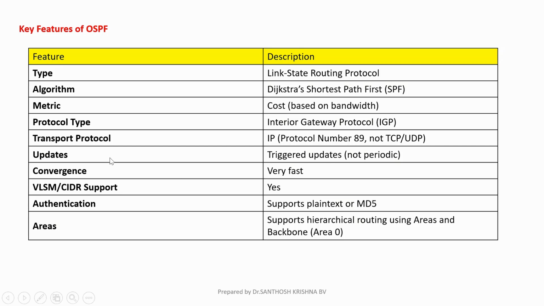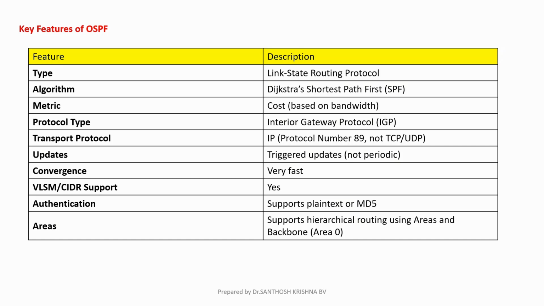The convergence is very good, very fast convergence. Even if some link breaks down, it will immediately start finding an alternate path. It will support both VLSM and CIDR. For security purposes, it will use MD5 authentication, and plain text is also supported. It supports hierarchical routing using areas, and mainly there is the backbone area 0.